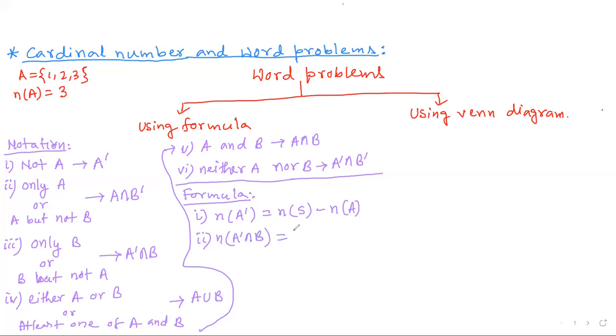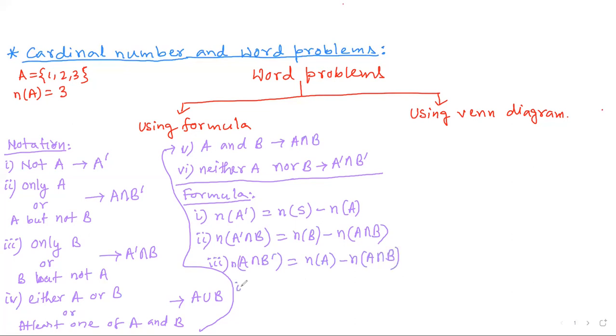This is equal to cardinal number of B minus cardinal number of A intersection B. Third formula, cardinal number of A intersection B complement. This is equal to cardinal number of A minus cardinal number of A intersection B.